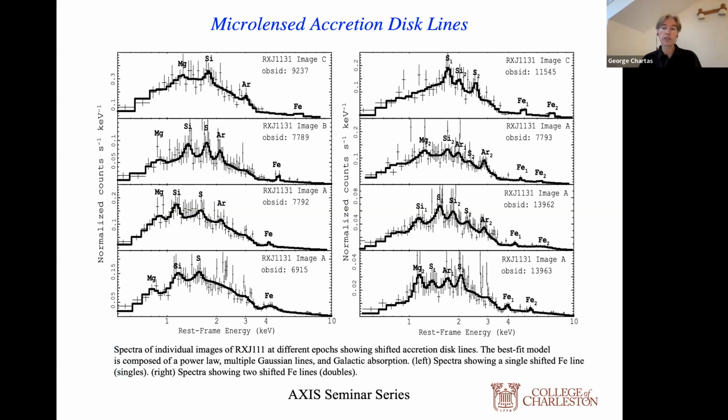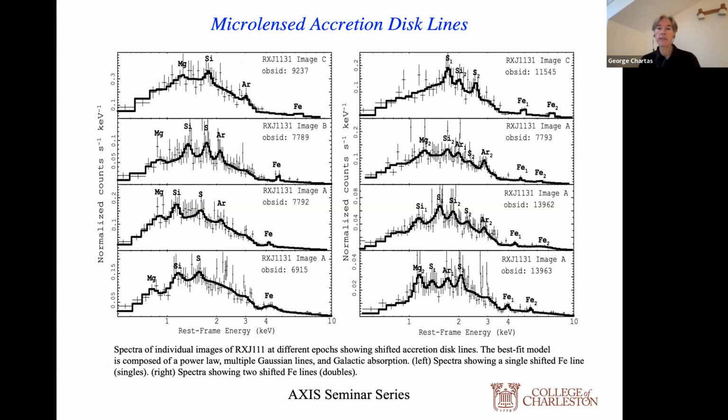So here I'm showing some more cases. On the left, going from top to bottom, as the iron line shifts to lower energies, you notice the softer lines are also shifting to lower energies, and the same thing also in the right panel. So as the iron line shifts to lower energies, so do the softer lines as well.